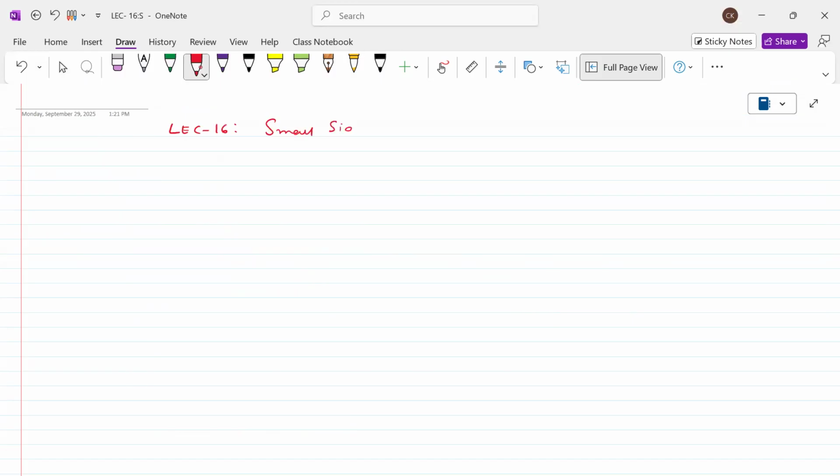Small signal model of a MOSFET. So already we have seen what is the small signal model of an N-channel MOSFET.